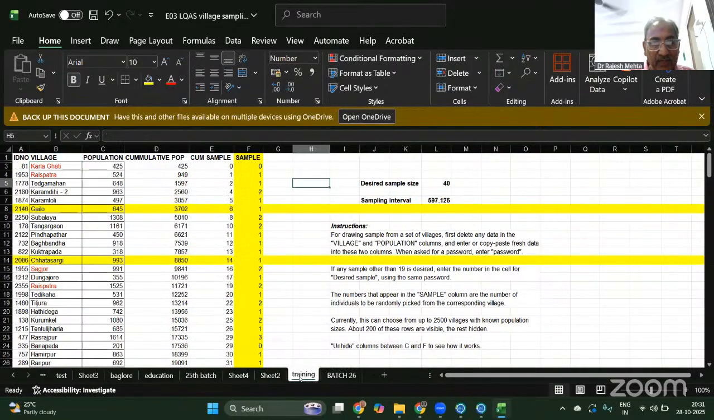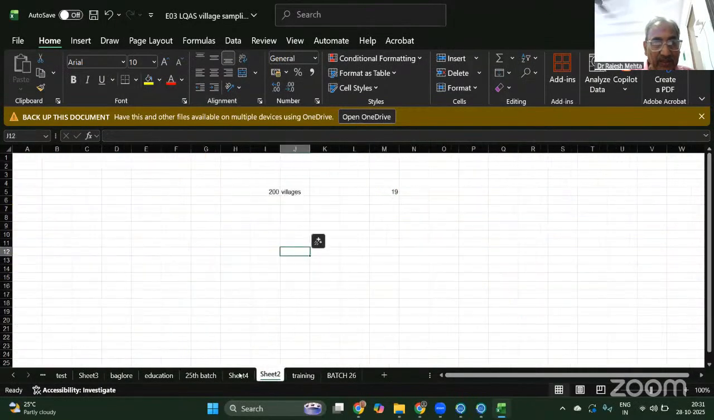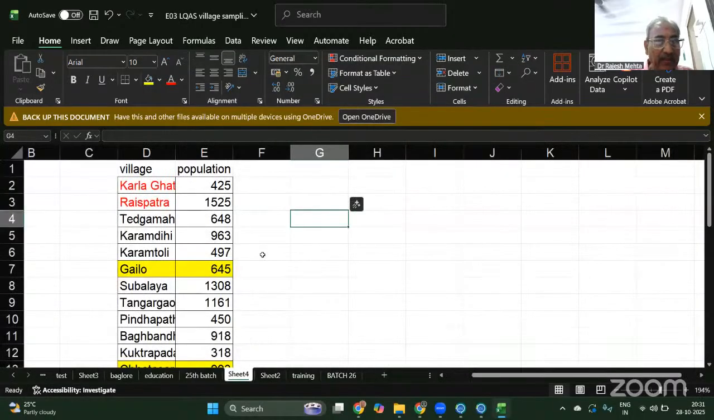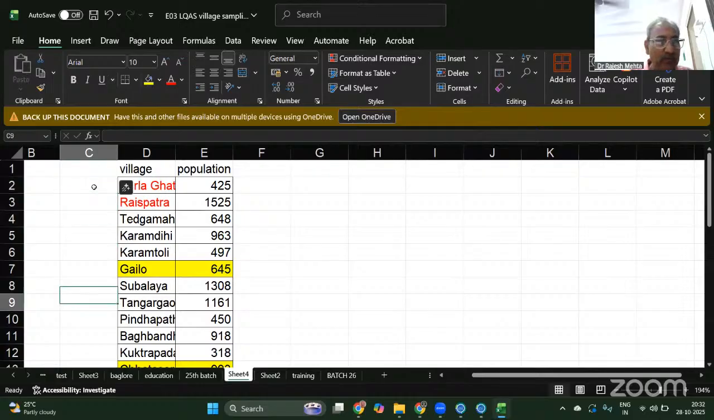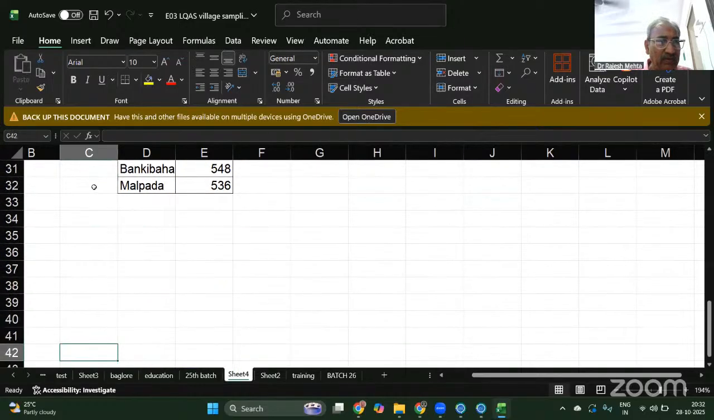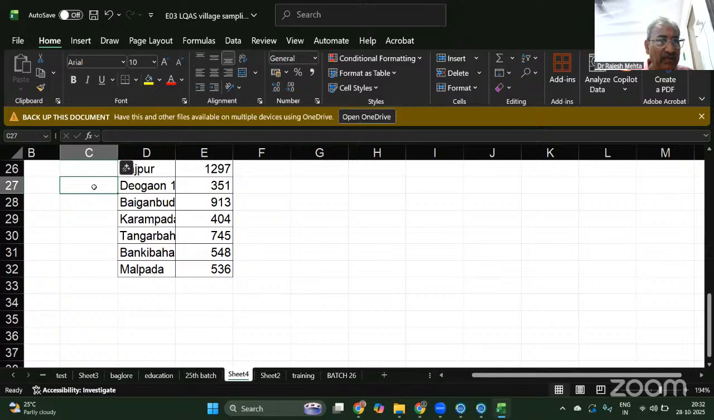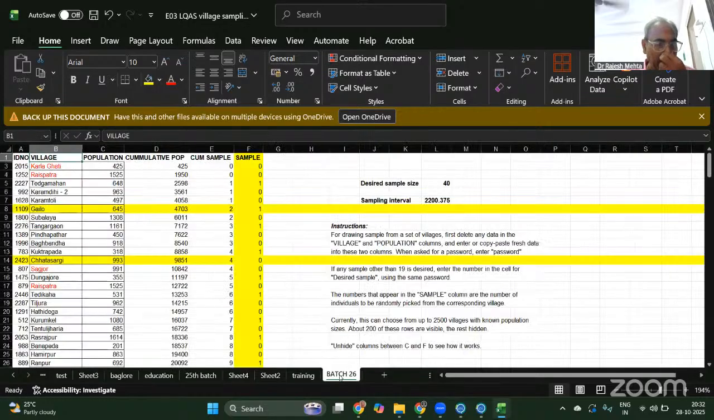First, let's find out how many villages you have. Number two, you have 32, 31 villages. You can have 100, 200 villages up to that. Now, this is 32. So in this case, beyond that, you don't want to have it. So you can remove those things.